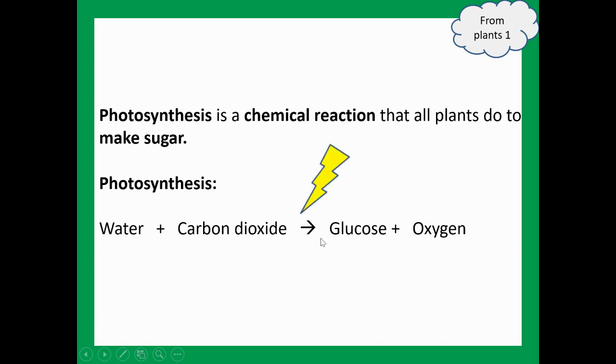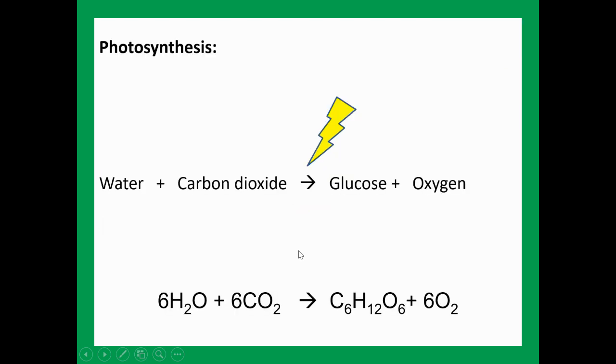This is an endothermic reaction. It requires energy, and that's why I've drawn this lightning bolt to represent that. Energy or light energy is not a chemical, which is why I haven't written it down as part of the equation, but it still is required for it to happen. Again, this is the word equation, and down here is the symbol equation for photosynthesis.